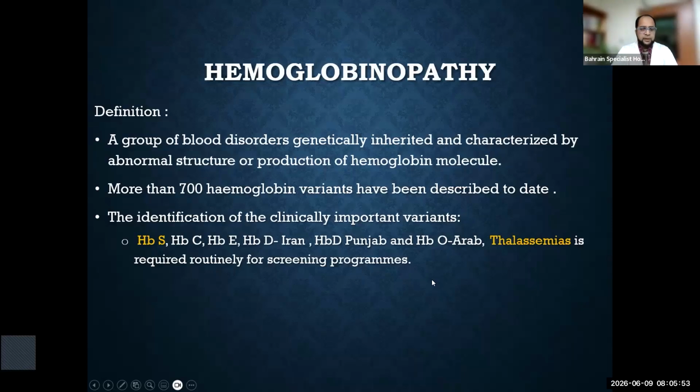So what is hemoglobinopathy? It is a group of blood disorders, genetically inherited and characterized by abnormal structure or production of hemoglobin molecule. There are more than 700 HB variants that are currently described to date. And the identification of clinically important variants is mostly required in the screening programs. So basically the neonatal screening program is focused to detect the HBS disease and the thalassemia disease, especially the HBS and thalassemia.